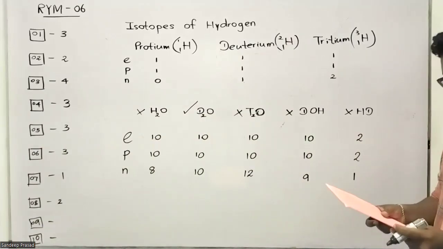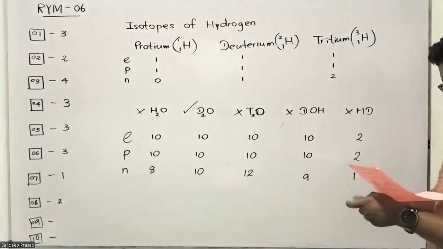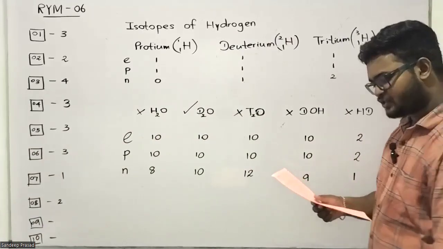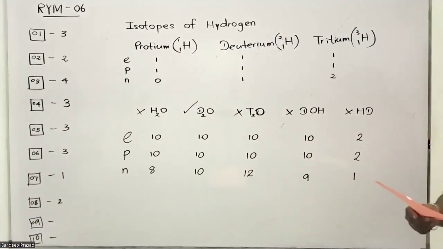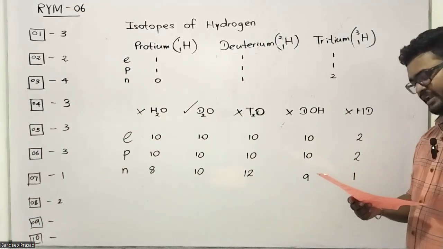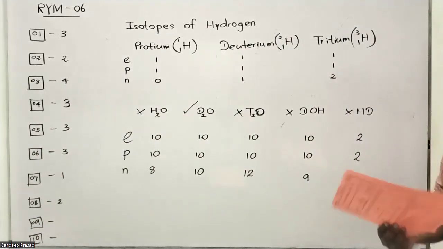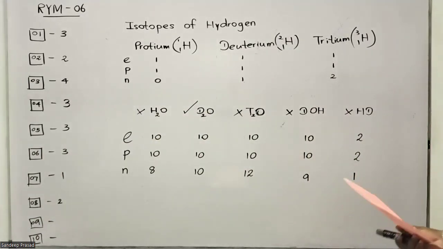Number 9 is about orbital diagrams. Let's see. The one that shows the correct distribution of valence electrons of an element is... What do you think? Let me draw the 5 diagrams they have given.